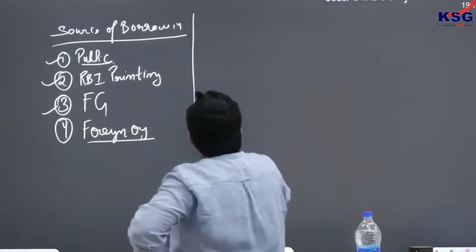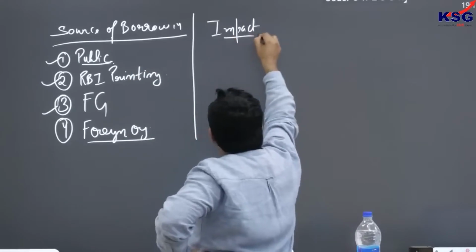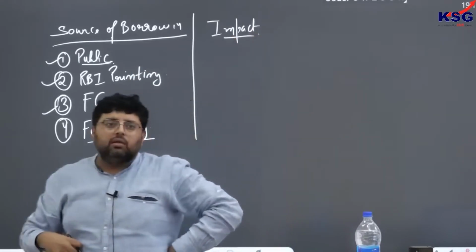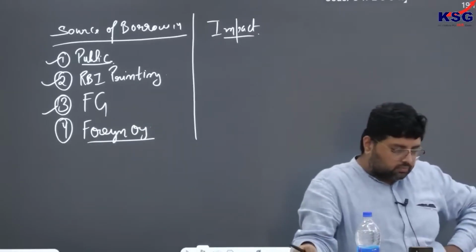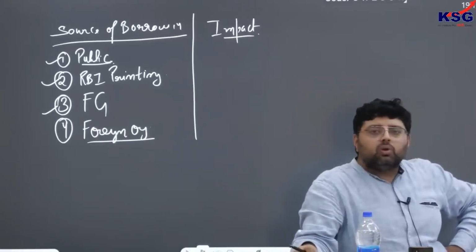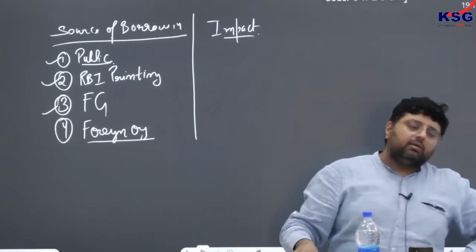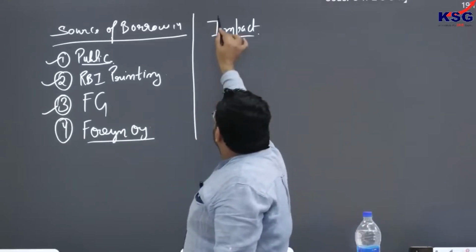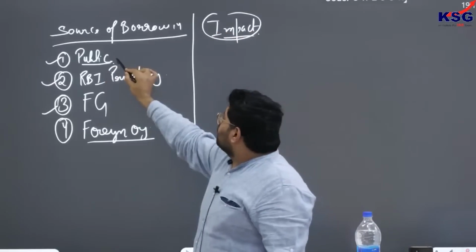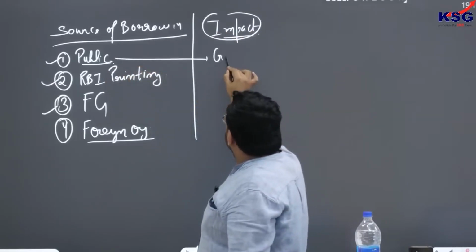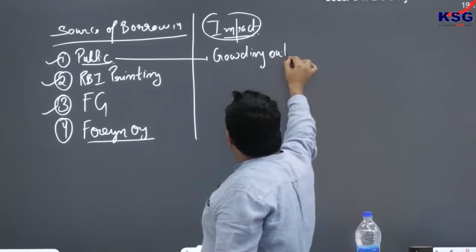Now next they can ask you the impact of such borrowings. Now when we study about impact, there you will see that they used to ask one very basic question. जब हम impact की बात करते हैं कि if suppose all the borrowing is taken from the public, what will be the impact? So that will lead to crowding out effect.